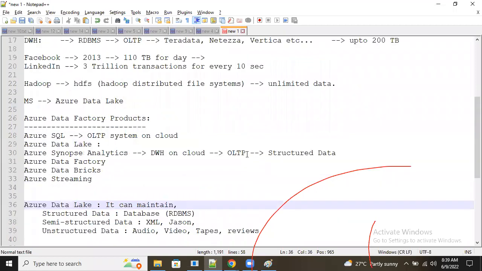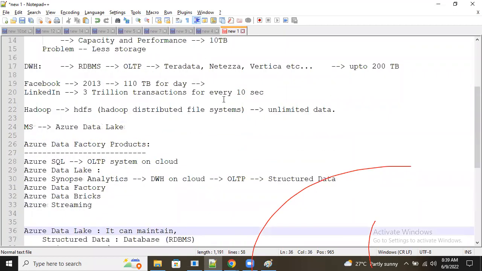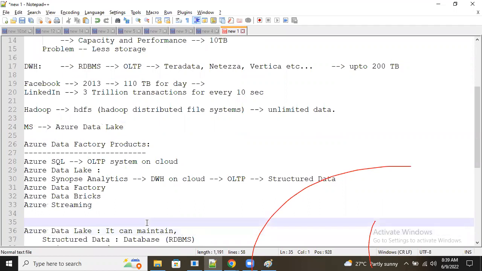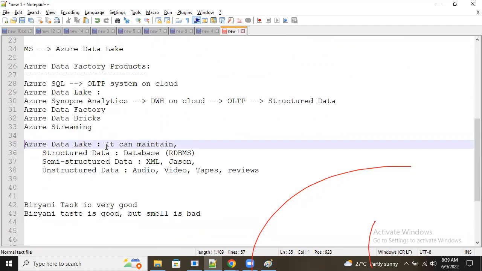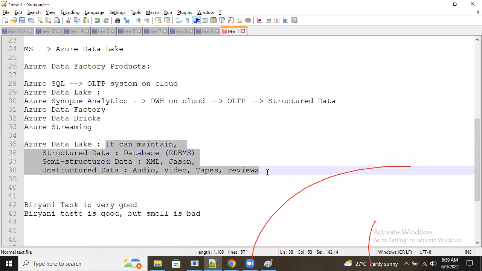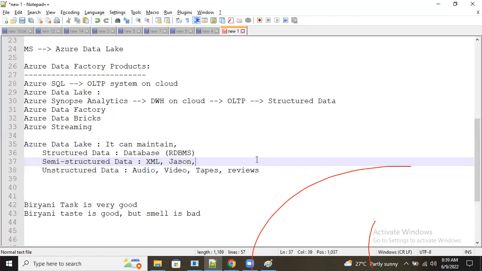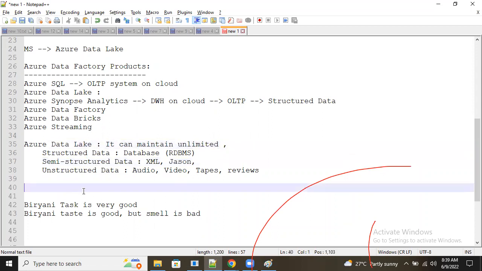But a normal traditional database stores only structured data. It doesn't store unstructured data because we apply integrity constraints: primary key, foreign key, not null, unique, check, default, and others. But a data lake is a place where we maintain any kind of data and any volume of data. It can maintain unlimited structured, semi-structured, and unstructured data. This is the best option.